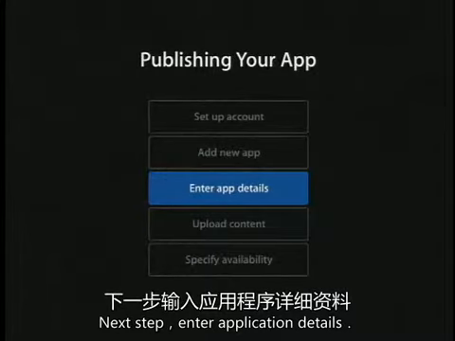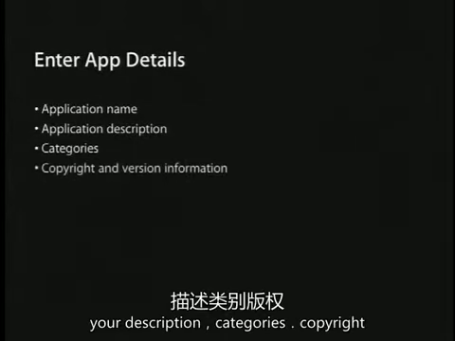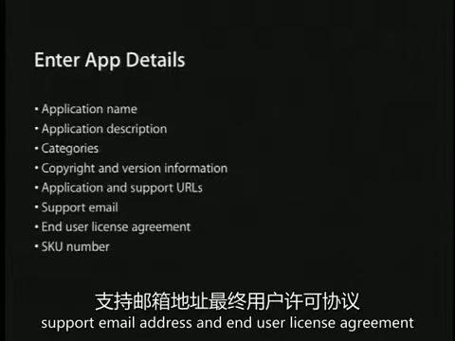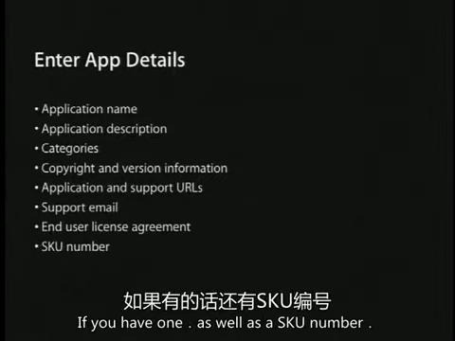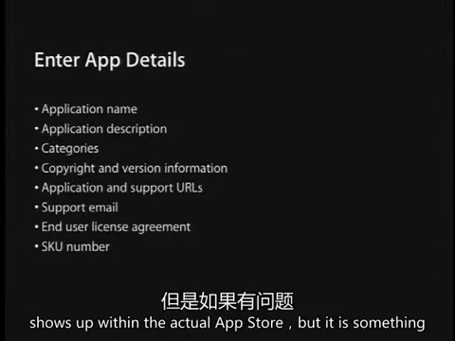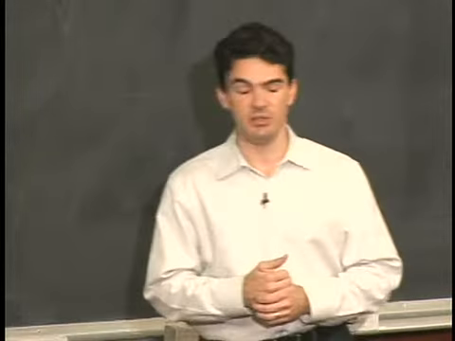Next up are to enter your application details. This is stuff like your application name, your description, categories, copyright and version information, application support URLs, support email address, and end-user license agreement if you have one, as well as a SKU number. The support email address isn't something that actually shows up within the actual App Store, but it is something that we will use internally to contact you in the case of a support issue.